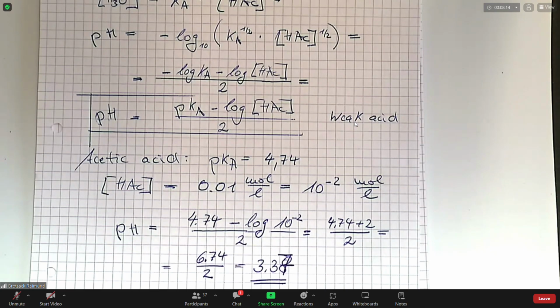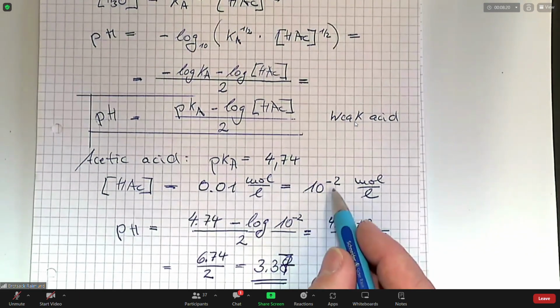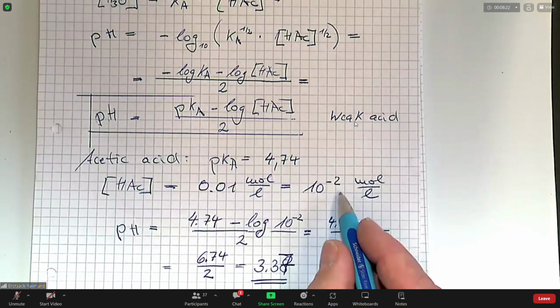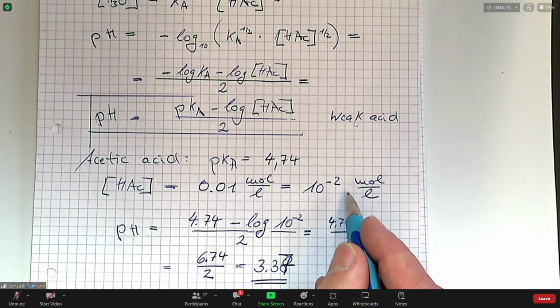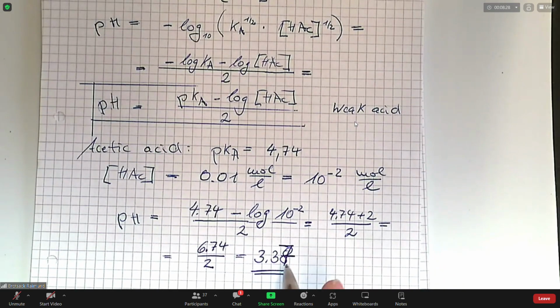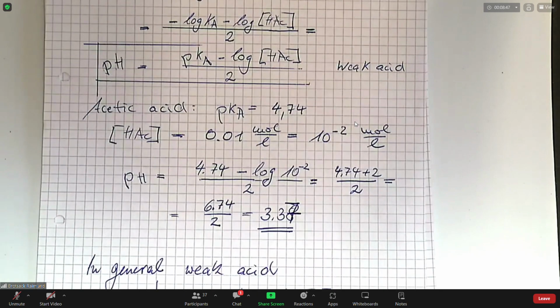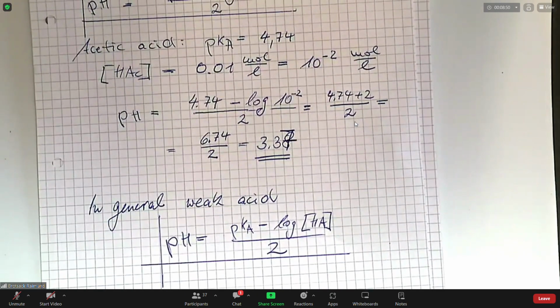In a hydrochloric acid, the concentration of 10 to the power of minus 2 will lead to a pH of 2. It is nearly 1.4 difference, but it's a logarithmic scale. That means one shift in this logarithmic scale means 10 times more or less. So that's quite a lot. So in general, for the weak acid, that is what we ended up with last week. Okay? Fine.